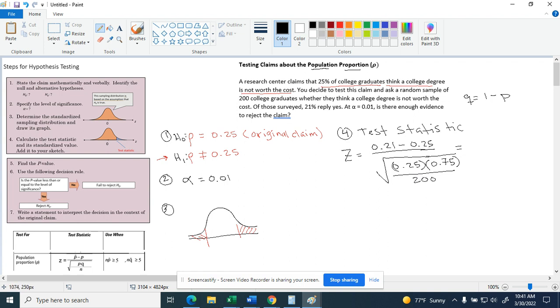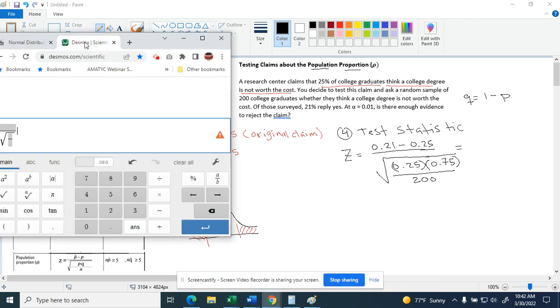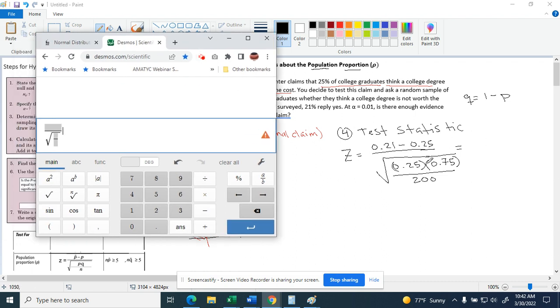Now, using Desmos calculator, I suggest you use Desmos calculator. Okay, I'm gonna type here what I wrote by hand. So 0.21 take away 0.25, everything over 0.25 times 0.75, everything over 200. And you can see the value for my test statistic that is labeled with Z. So I'm going to round to 2 decimal places. So it'll be negative 1.31.